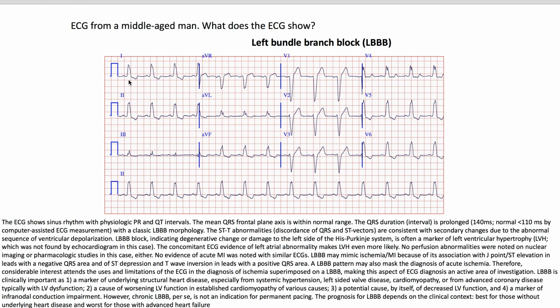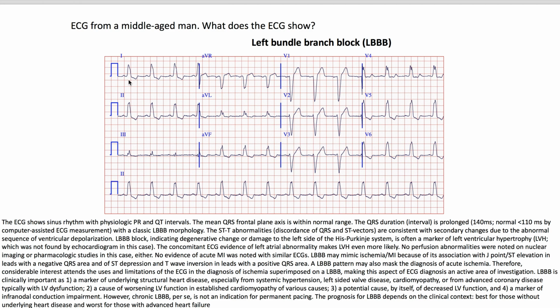2. A cause of worsening LV function in established cardiomyopathy of various causes. 3. A potential cause by itself of decreased LV function. And 4. A marker of infranodal conduction impairment. However, chronic left bundle branch block per se is not an indication for permanent pacing.